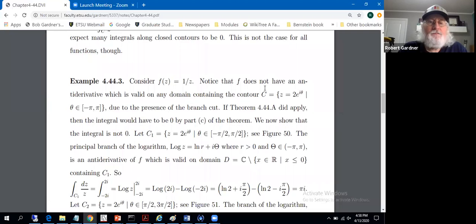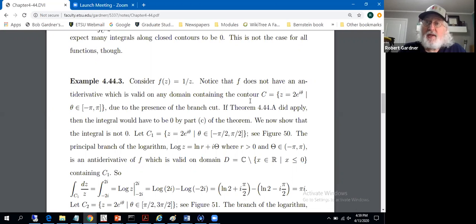Okay. We don't have an antiderivative that's valid on any domain, say, that contains a contour C that we were just looking at, a circle of radius 2 centered at the origin, say starting at -2, positively oriented, counterclockwise, and ending at -2. We can't find an antiderivative of this function that's valid on that contour.